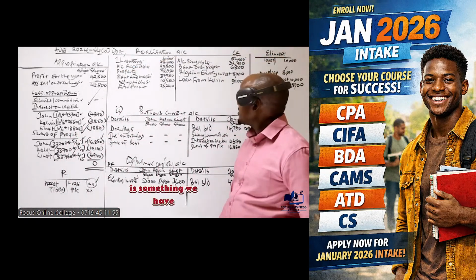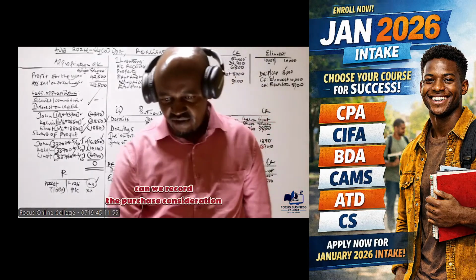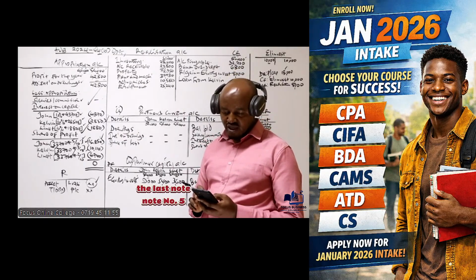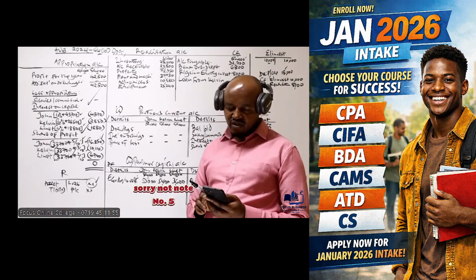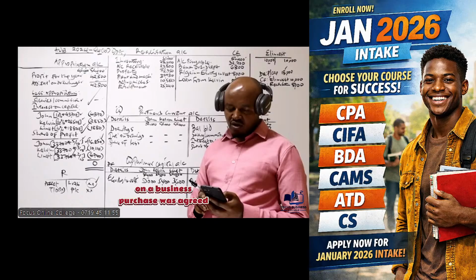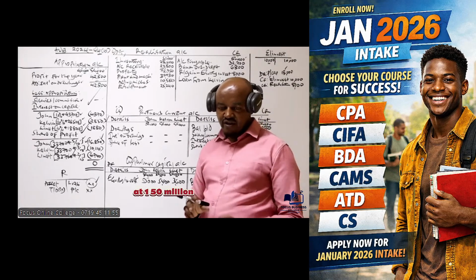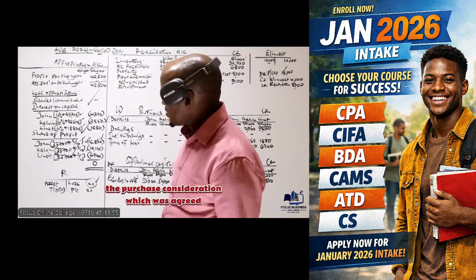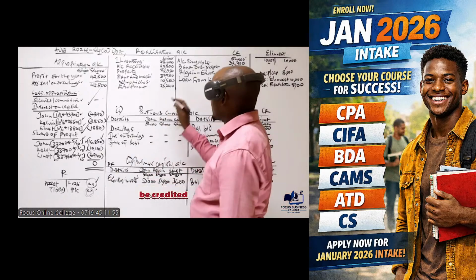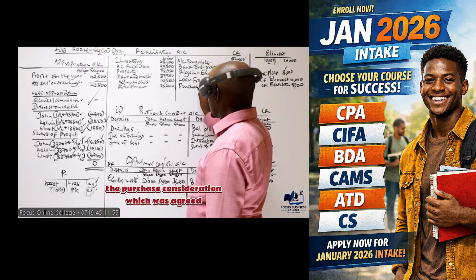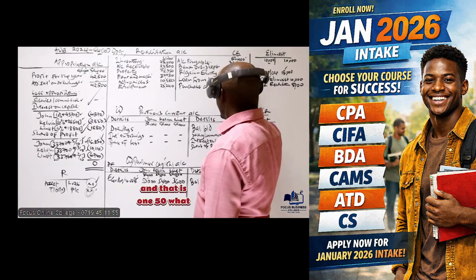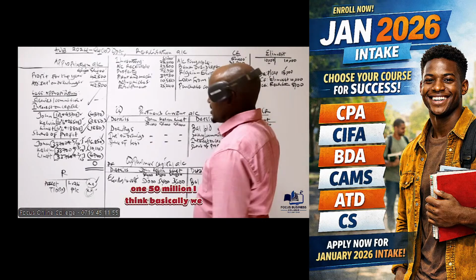Okay, before we do that, there is something we are almost forgetting. Can we record the purchase consideration which is given in the last note? Sorry, not note number 5, note number 1. In note number 1, we are told the purchase consideration on a business purchase was agreed at 150 million. Where do we record the purchase consideration which was agreed? The purchase consideration is recorded in the business purchase account, which should be credited. And that is 150 what? Million. 150 million.